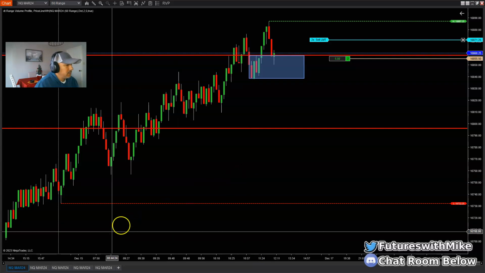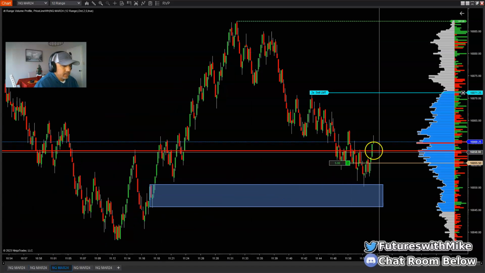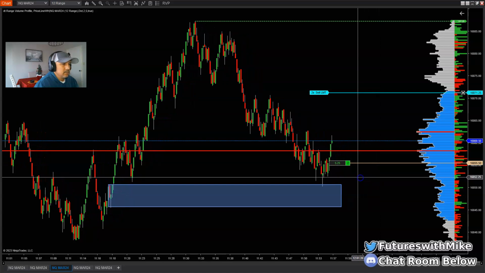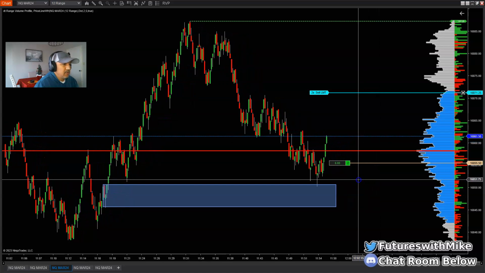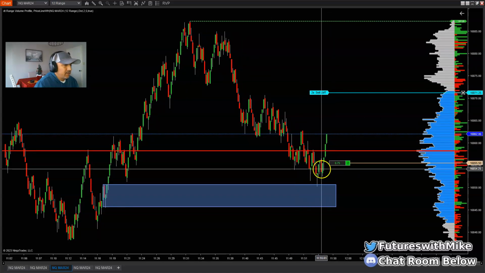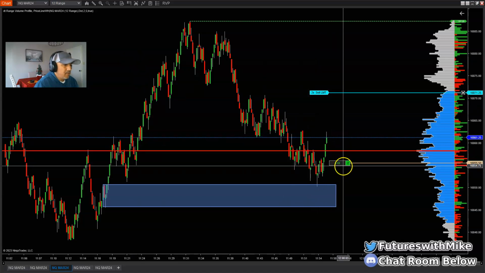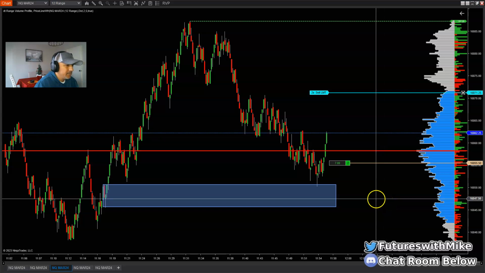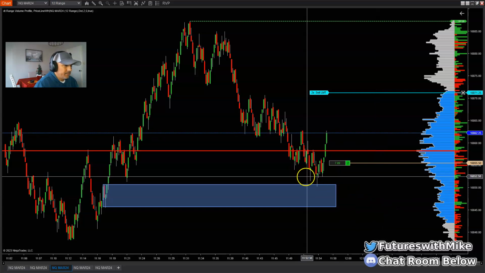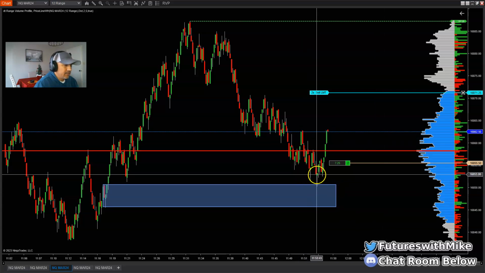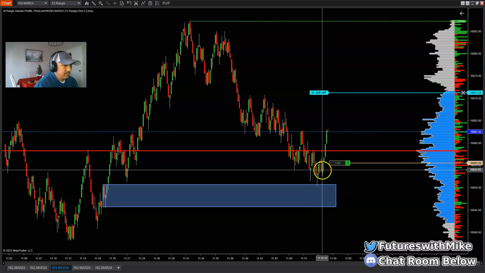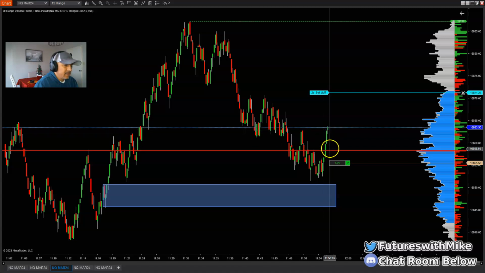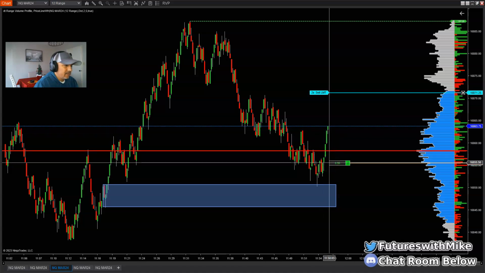Let's see. So they could break some area of structure here on the lower time frame and then pull back and then continue pushing higher. So that I expect them possibly to do. But yeah, let's see what it's going to do here. Like it could break this area right here, structure at 63, and then pull back to this area.